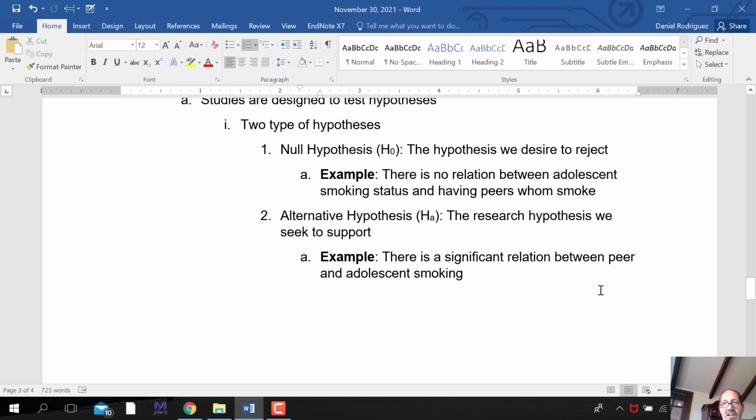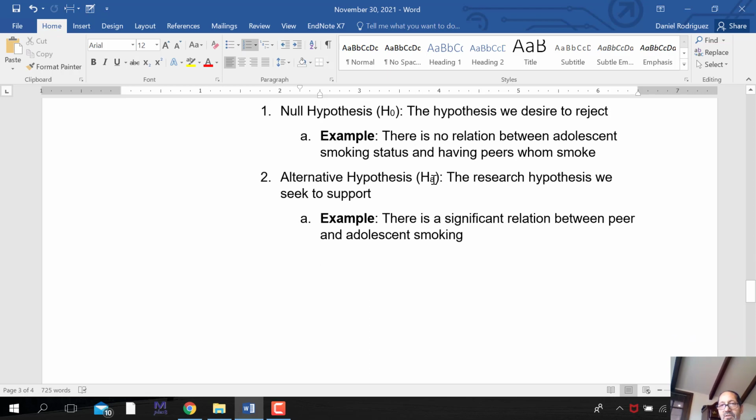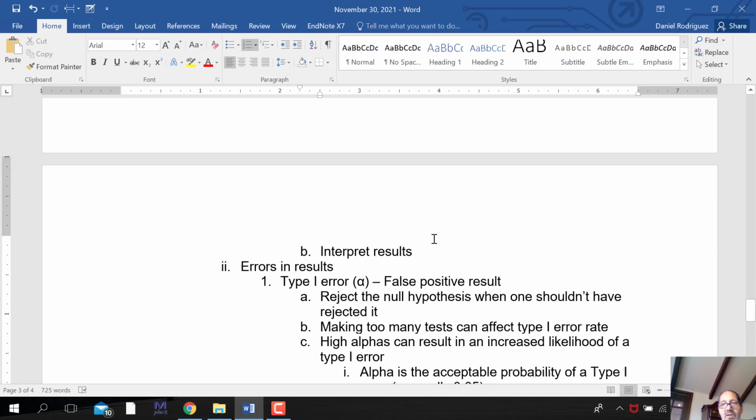You have to have the null and the alternative hypothesis, and you're always starting with the null. We generally don't specify this. If you read a paper, you're not going to see null and alternative hypothesis. You'll just see the research hypothesis. By the way, the symbols for null are H sub 0 and alternative, either it's H sub A or sometimes it's H sub 1.